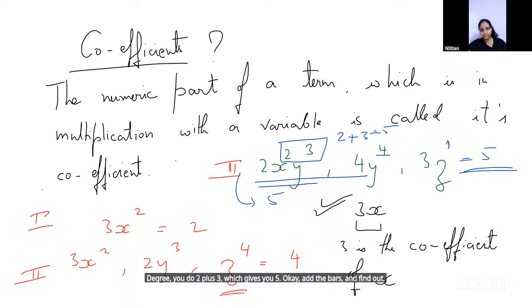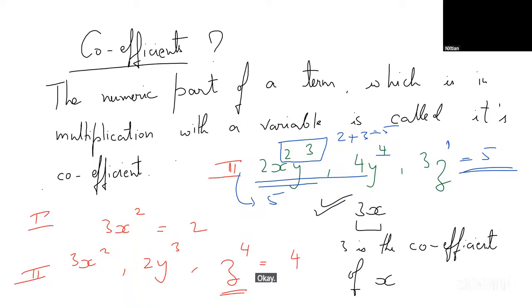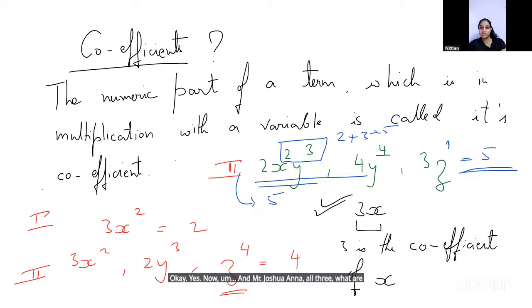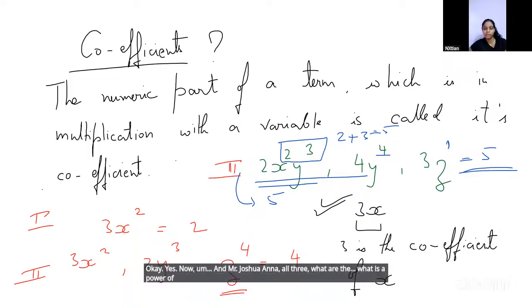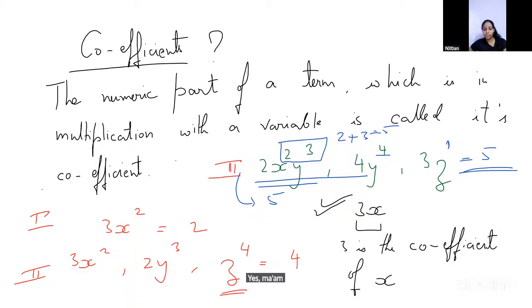Ma'am, this would be it because they are being multiplied, right, ma'am? Yes, because they are being multiplied. Okay, ma'am, thank you. Understood, Joshua, Anna? What is a power of a term? What is a degree of a term? Okay, Emma, got it?